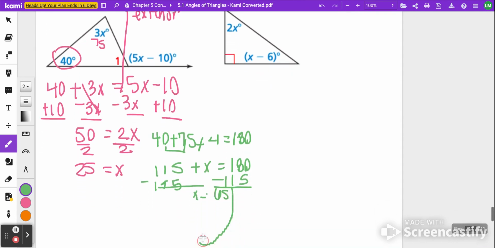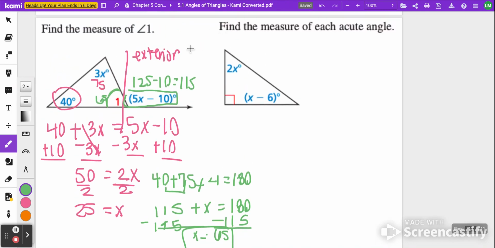This is just one way you can solve for the angle. I realize you could also think about this 5x minus 10, that's 5 times 25. So that is 125 minus 10, which is also 115. And then the supplement of 115 is 65, because they're making a straight line. So that's one way you can do it.